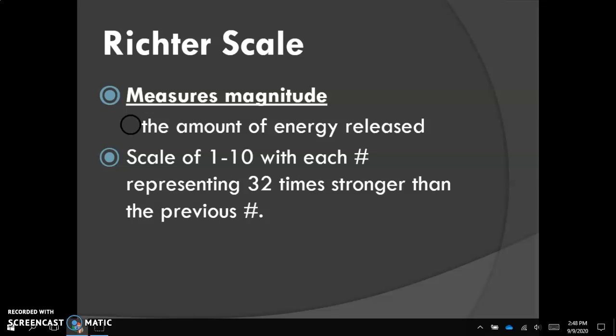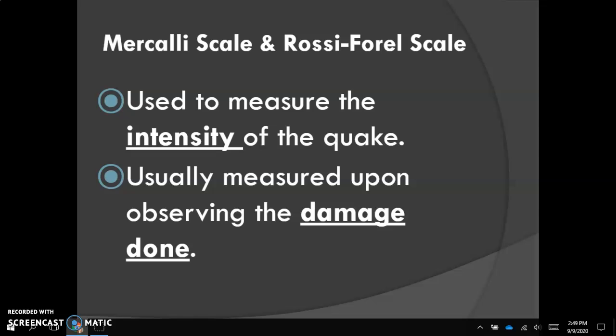The Richter scale measures the magnitude of an earthquake, and this is just the amount of energy that is released. So a seismograph measures the waves. The Richter scale measures the magnitude, and it's a scale of 1 to 10, with each number representing 32 times stronger than the previous number. So a 10 would be the largest magnitude earthquake that you can have on the Richter scale.